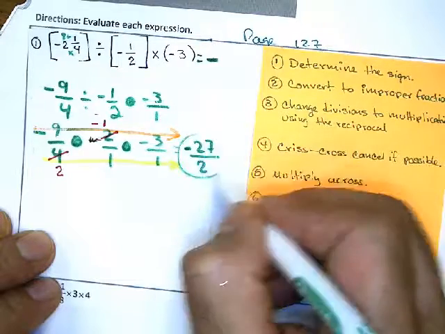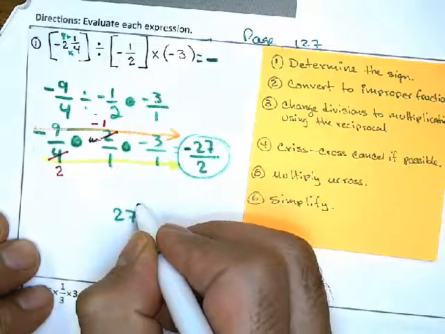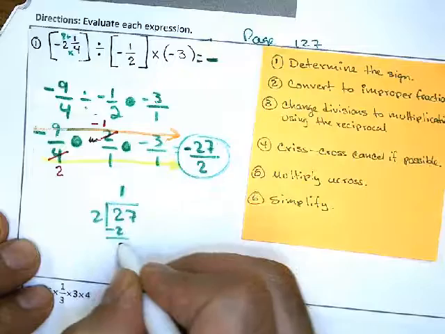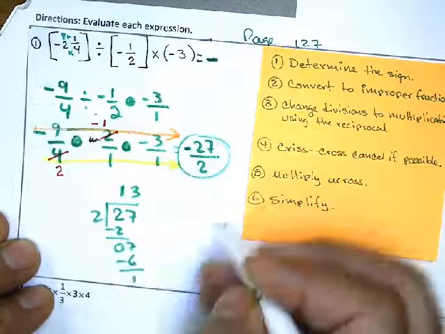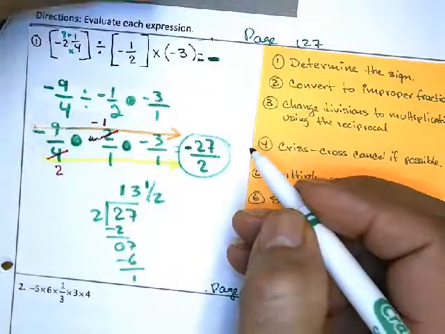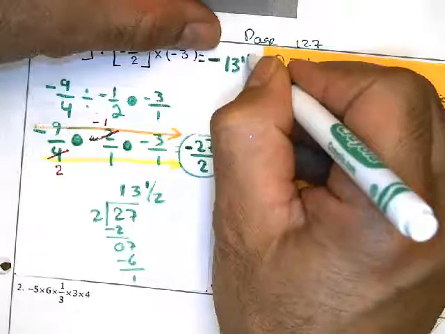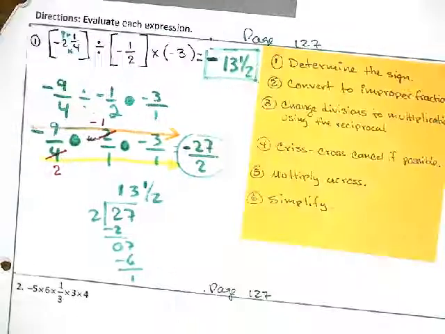So now this is an okay answer, but I want to simplify it, so I'm going to divide by 2. 2 times 3 is 6. 7 minus 6 is 1. So I have my answer, 13 1/2. Now all I got to do is write my answer by my sign, 13. So my final answer is negative 13 1/2. Okay.